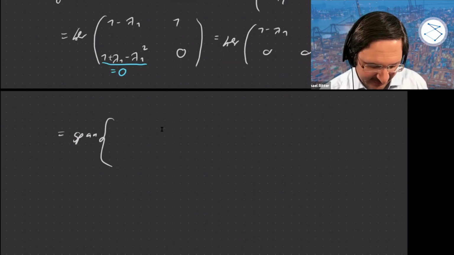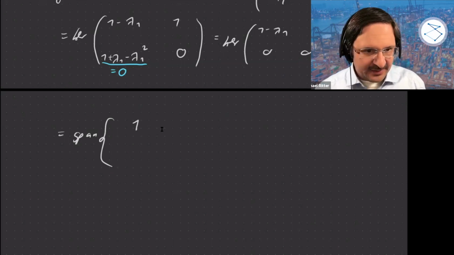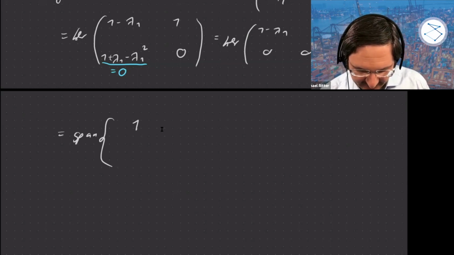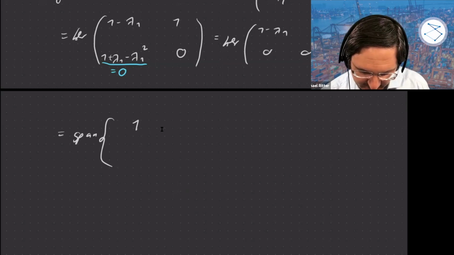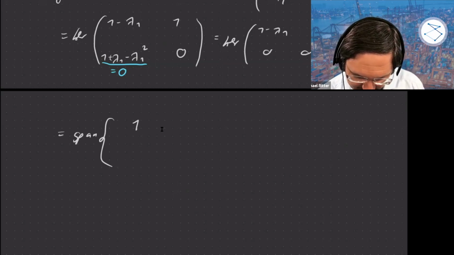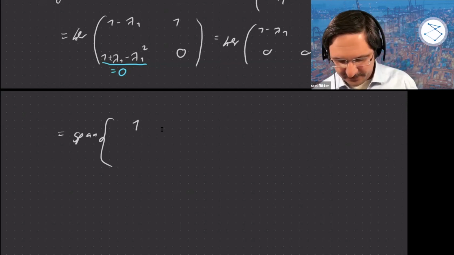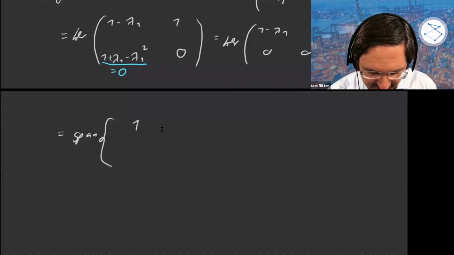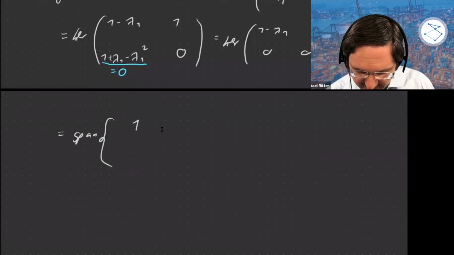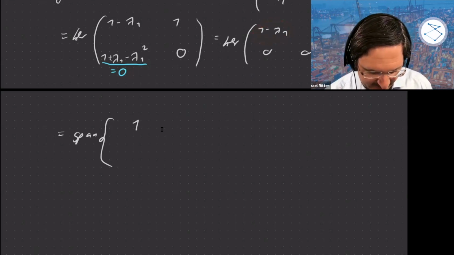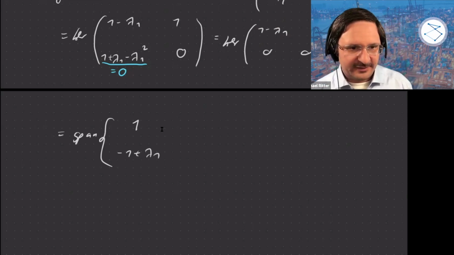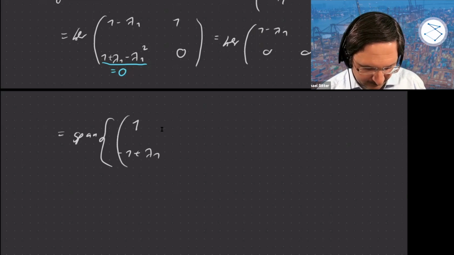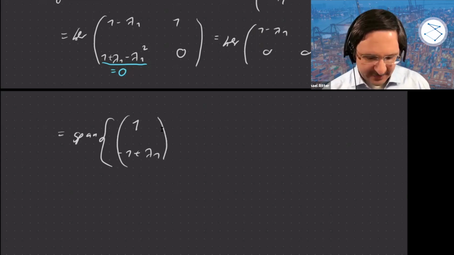Let's say I fix the x1 coordinate to 1. If I do that, then I have to fulfill this first equation here. This first equation is x1 times 1 minus lambda 1 plus x2 is 0. So if I fix x1 to 1, then that means I have to fix x2 to minus 1 plus lambda 1. Right, like this here.